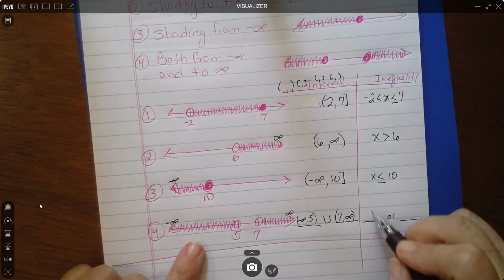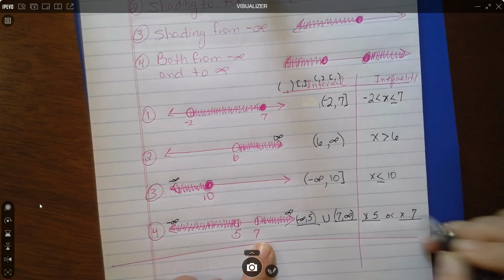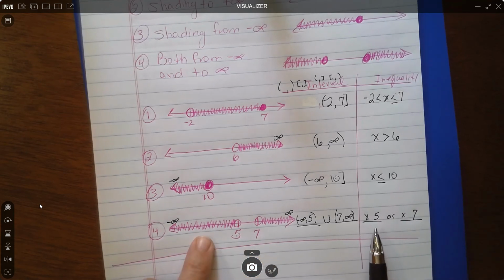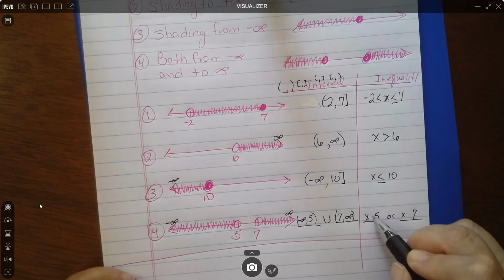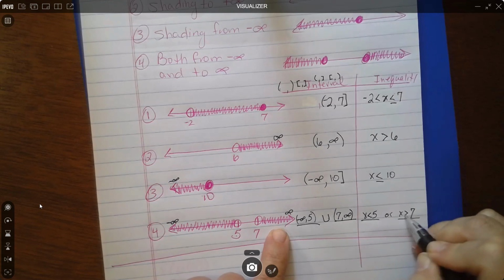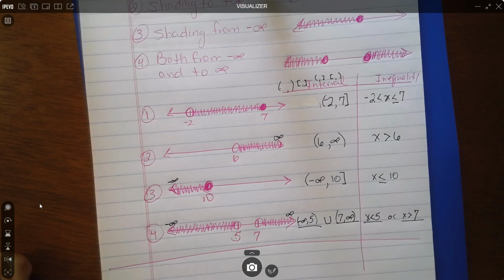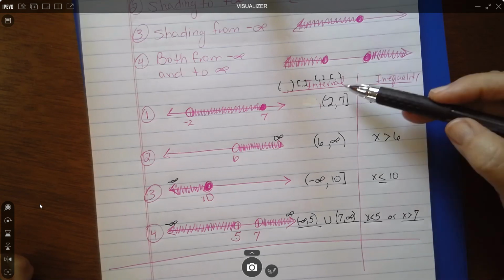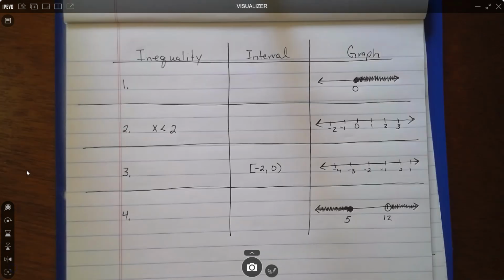This one, we get an x and a 5. This one, we get an x and a 7. Look at how it's shaded to figure out what symbol goes there. It's shaded left, so we're going to put that symbol. This one's shaded to the right, so we're going to put that symbol. And that's all there is to writing intervals and inequalities. Here are 4 problems for you to practice.